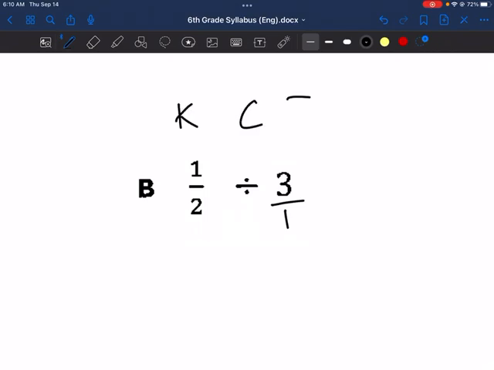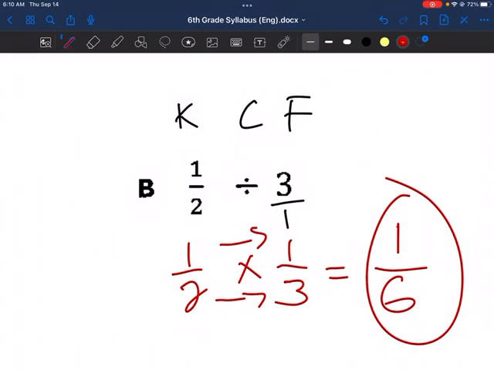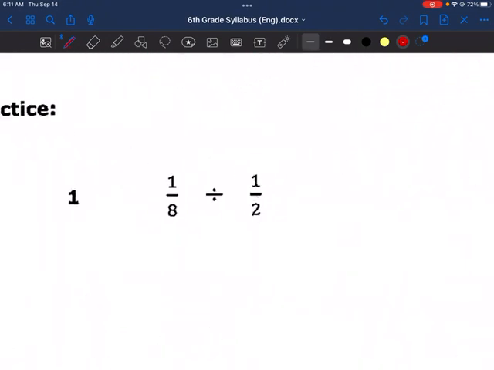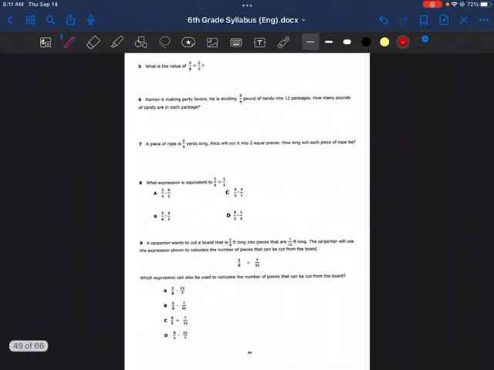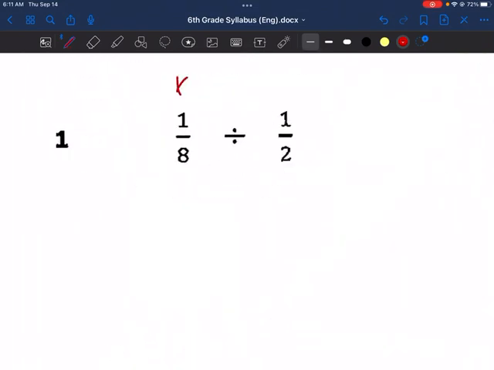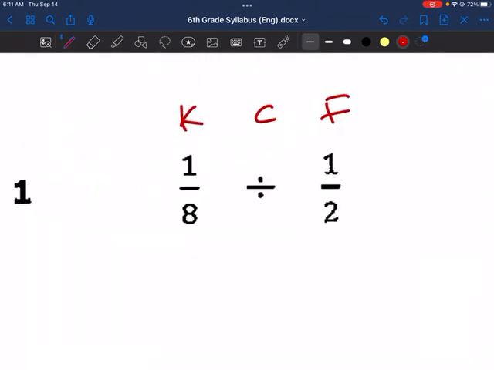Now, like I always do, chicos, let me do these 2, and then you do the rest on your own. Okay? So, keep, change, flip. Keep, change, flip. Perfecto. We have keep, 1/8. Multiplication, flip, 2/1. Keep, change, flip. 2/8. What can I simplify by? 2. 1/4. Perfecto.